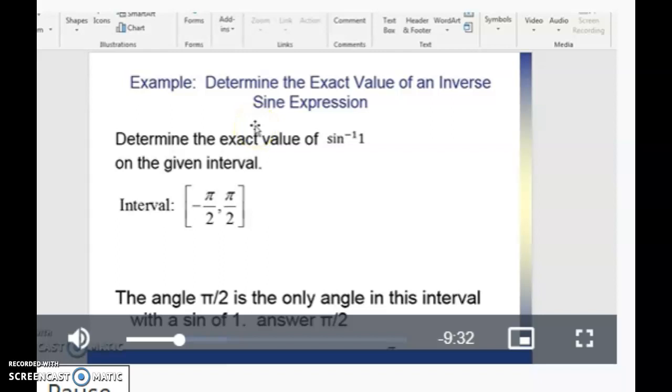Looking at an example, determine the exact value of sine inverse 1 on the given interval. Our interval is from -π/2 to π/2. We have brackets for our interval, so that means these two values are included in the interval. So this is asking us what angle has a sine of 1. There's only one angle with a sine of 1 on this interval, and that angle is π/2, 90 degrees. So that is our answer.